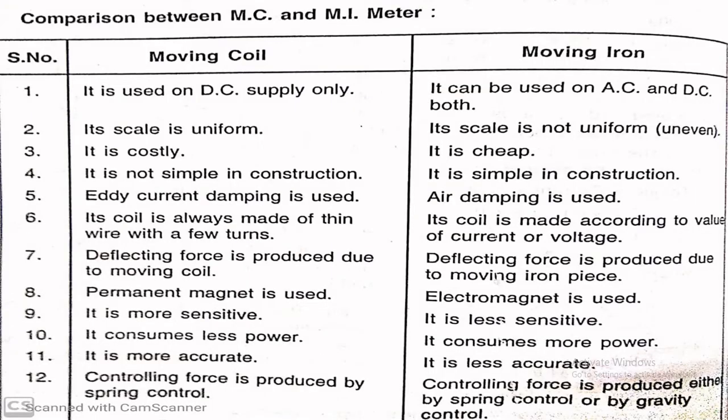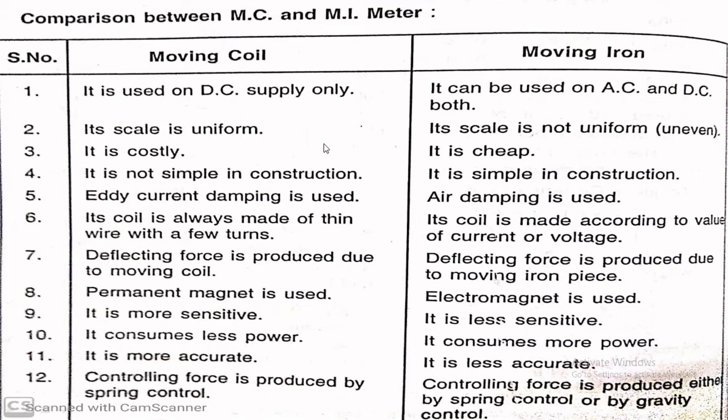The difference between these moving iron and moving coil instruments. Moving coil instruments are used on DC supply only. Moving iron both DC and AC. Here you can see both AC and DC can be used in moving iron, whereas moving coil is used only on DC supply. The scale is uniform in PMMC, that is moving coil instruments, and it is non-uniform in moving iron instruments. The moving coil is very costly. Why? Because here you use a permanent magnet. Moving iron is cheap. The moving coil is not simple in construction, while moving iron is simple in construction.